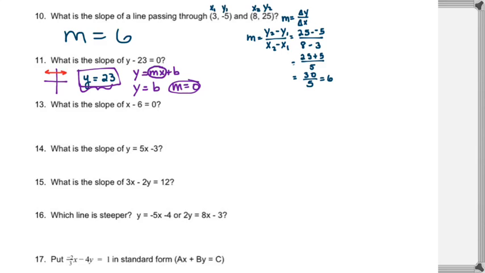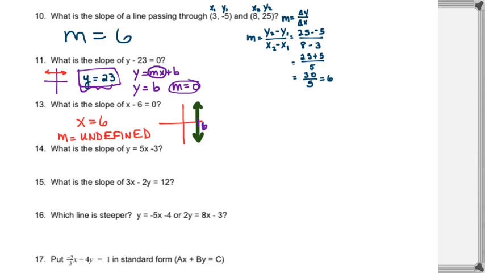And number 13, what is the slope of the line x equals 6? We can't solve this one for y. Again, it's one of these funny lines, and we just have to memorize x equals 6 is all the points that have an x value of 6. So we'd mark 6 right there. And those lines that are vertical, slope is undefined. We cannot put a number to it.